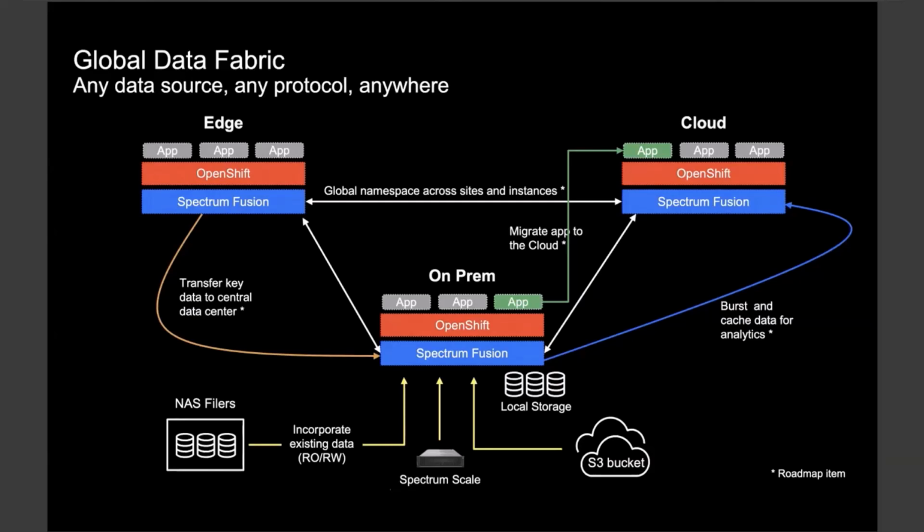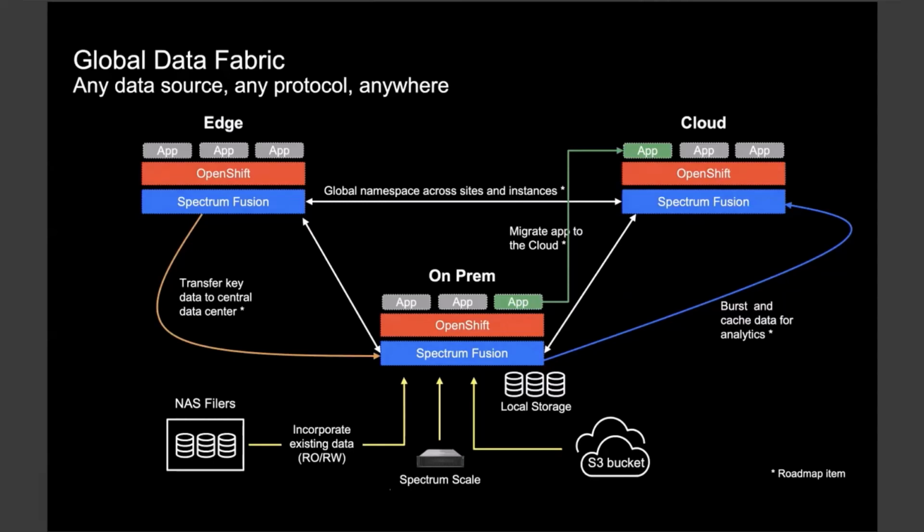Data may be coming in from the edge that needs to be consumed on premises. What we really need is a global data fabric where applications may be deployed to multiple different places, but have the ability to share data across these locations. And that's the vision of Spectrum Fusion. That's one of the key differentiators that Spectrum Fusion is going to have over the competition.